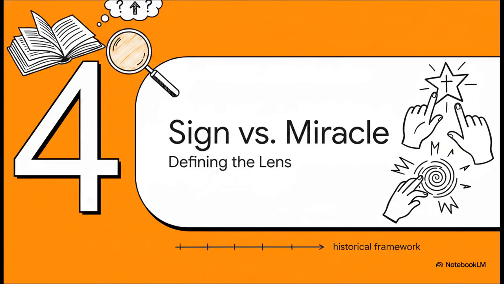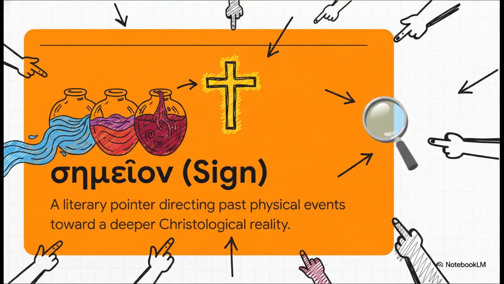Now that we have our frame, let's move to section 4 and define our lens. Sign versus miracle. Genre classification completely governs your expectations as a reader. While synoptic parallels in other ancient texts might categorize raw displays of power simply as miracles meant to demand awe or relieve human suffering, John is doing something vastly different.